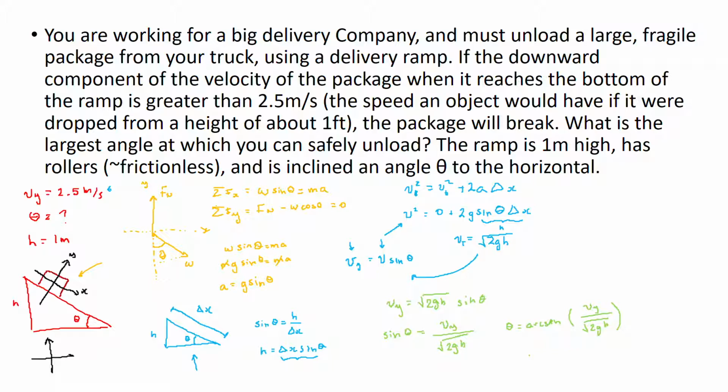If we plug in the values, we get the arcsine of 2.5 over the square root of 2 times 9.81 times 1, and this is going to be equal to 34.36 degrees. I know this problem can be very confusing, but this is the best way to solve it. Okay?